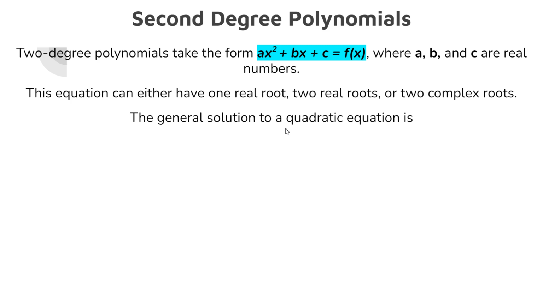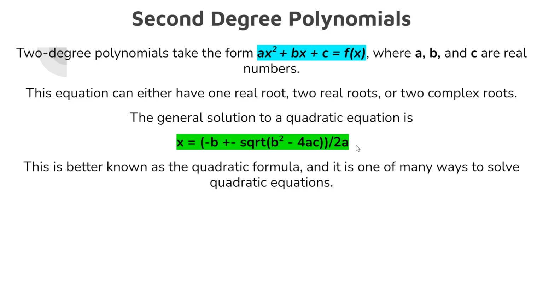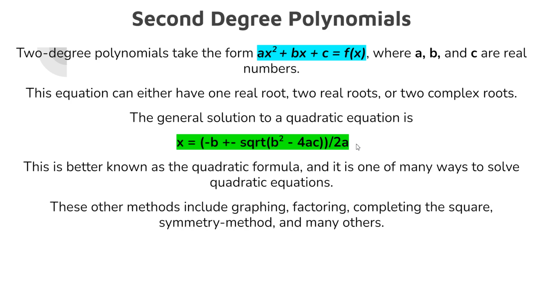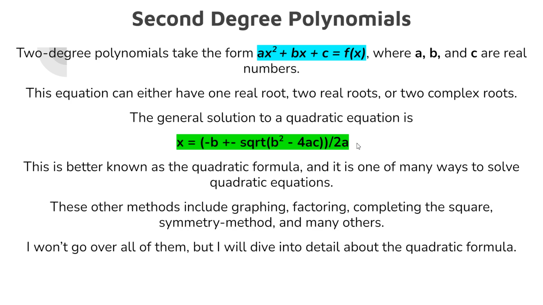The general solution to a quadratic equation is, and from Algebra 2 you should know this, x equals negative b plus or minus the square root of b squared minus 4ac all over 2a. This is known as the quadratic formula. This is one of many ways to solve quadratic equations. Some others include graphing, factoring, completing the square, symmetry method, and many others. I won't go over all of them, but I am going to go into a little bit of detail about the quadratic formula, as that is crucial to help us solve second degree and even sometimes later third and fourth degree polynomials.